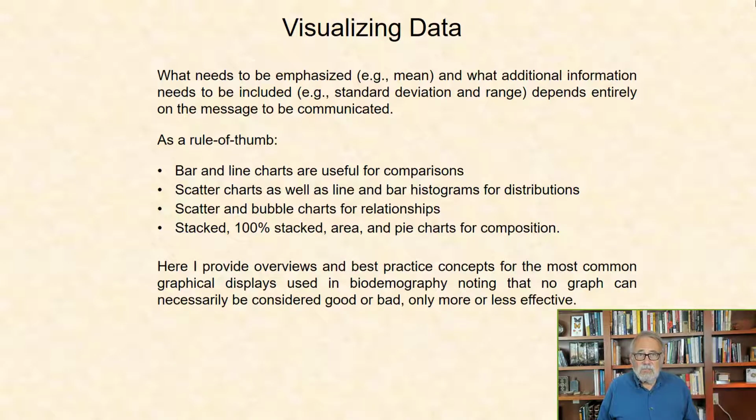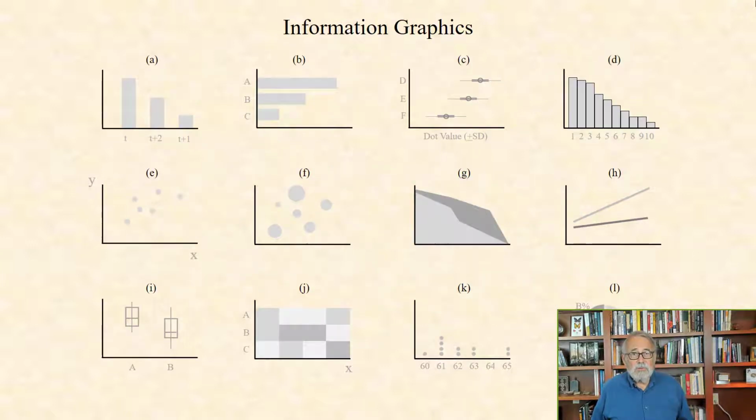Here I provide overviews and best practice concepts for the most common graphical displays used in biodemography, noting that no graph can necessarily be considered good or bad, only more or less effective. Here's an overview of the 12 different graph types that I will cover in detail in this module.